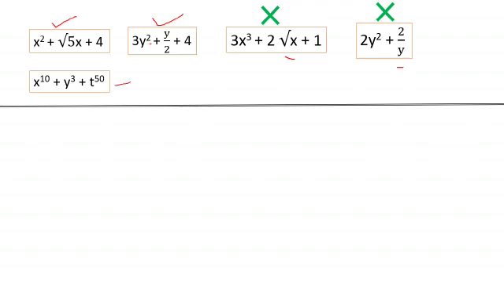Now let's see one more thing in these cases. In the last case, we have three different variables, that is x, y and t. So this is a polynomial in three variables. In the above two cases, these are polynomials in one variable.